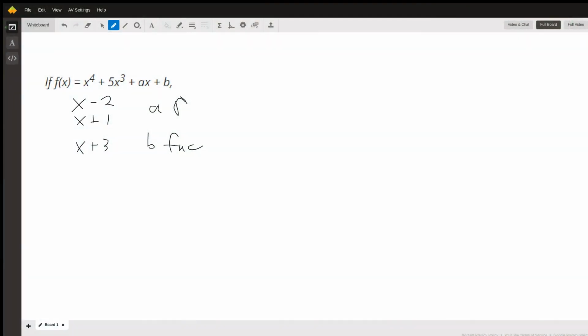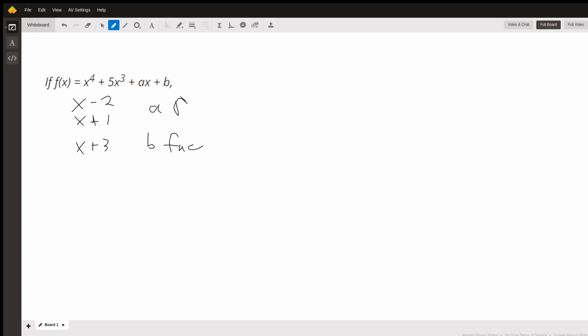The question says, and I've written it down in shorthand here, that there's some function f of x equals x to the fourth plus 5x cubed plus ax plus b. When it's divided by x minus 2, the remainder is equal to the remainder when that is divided by x plus 1. And then x plus 3 is a factor of it. When it's a factor, it means there is no remainder. So let me handle this first one first.